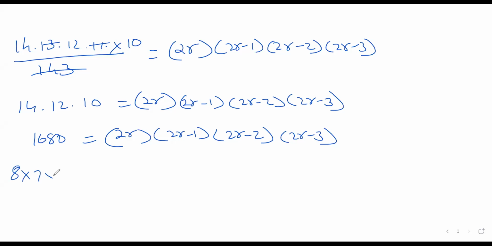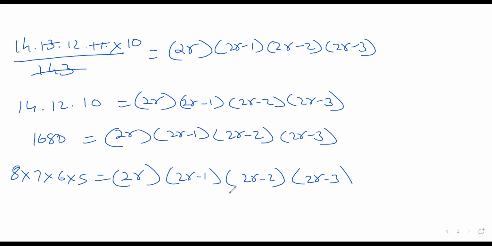This will be 8 into 7 into 6 into 5 is equal to 2r, 2r minus 1, 2r minus 2, 2r minus 3. So this is the bigger number. 2r is equal to 8. r is 4.